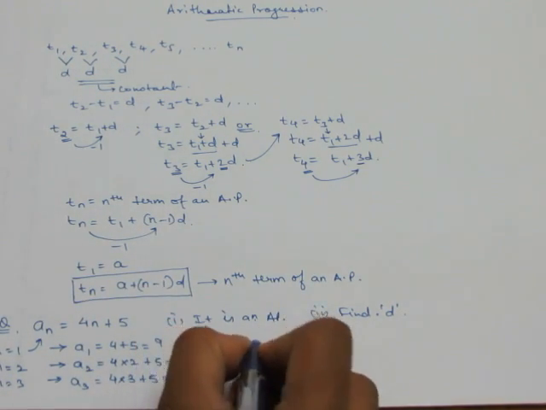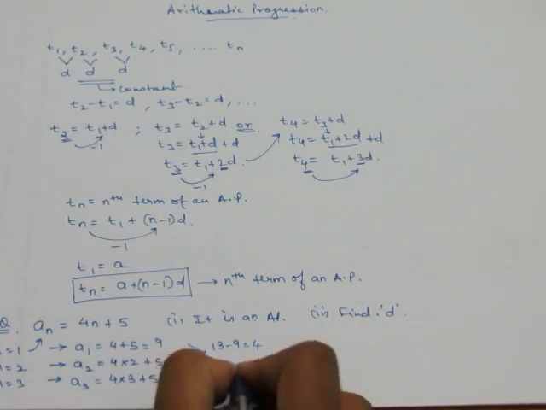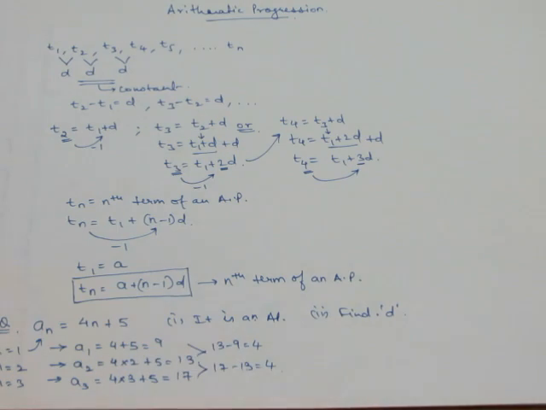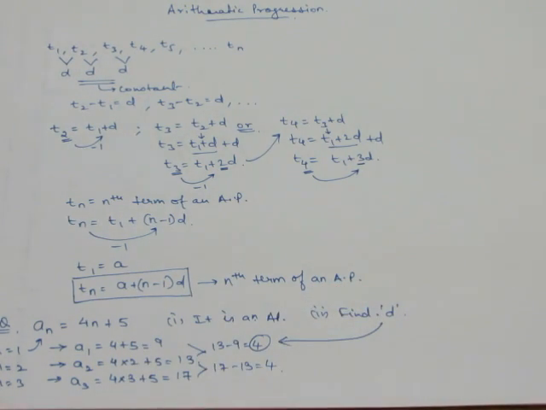13 minus 9, what is it? 4. 17 minus 13, we get it as 4. So it is an AP, that's for sure, because the difference between any two consecutive terms is coming as 4, constant. And what's that difference? 4, the common difference.